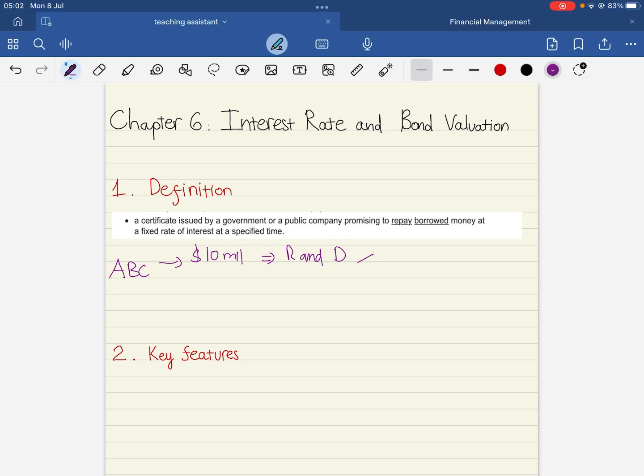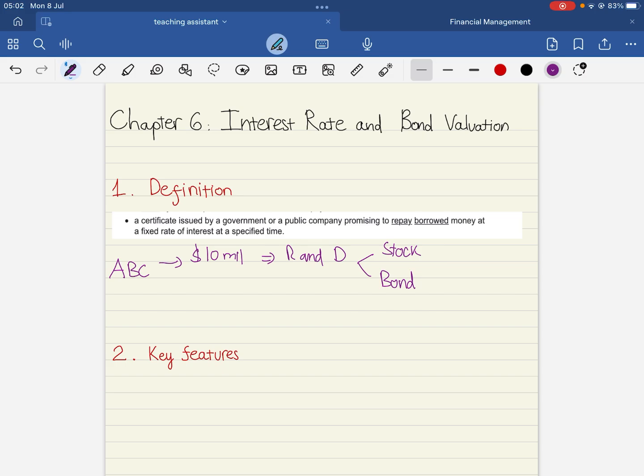They can either issue stock, which we can also call share, or bond. However, it depends on your company's situation. If you are a big company, maybe you will issue stock. If you are a small company, you will issue bond.